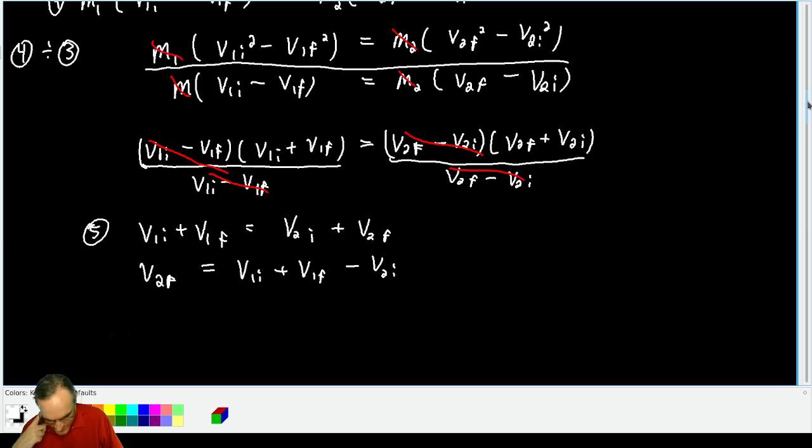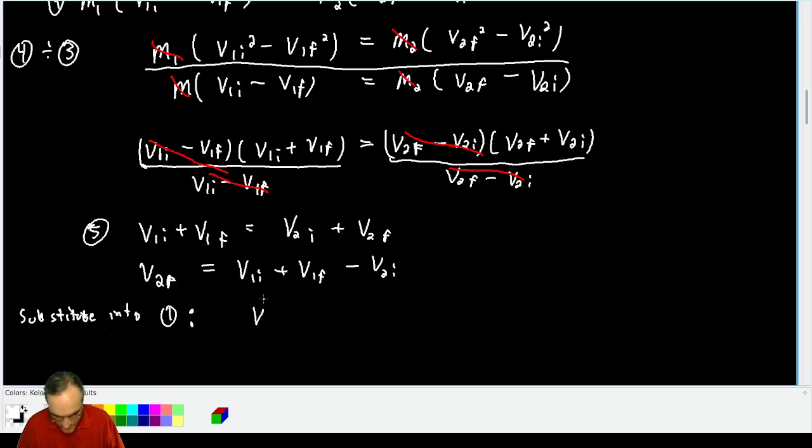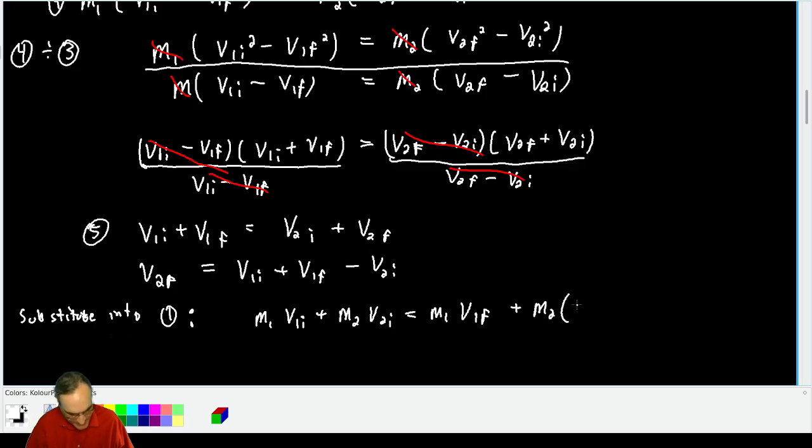And we're going to substitute that into our first equation. So we're going to get m1 v1 initial plus m2 v2 initial equal to m1 v1 final plus m2 times the quantity (v1 initial plus v1 final minus v2 initial).